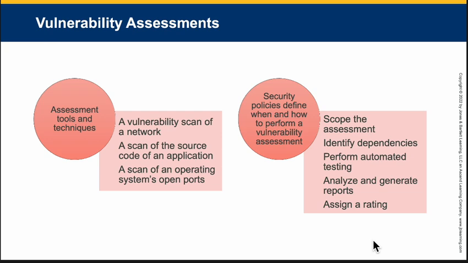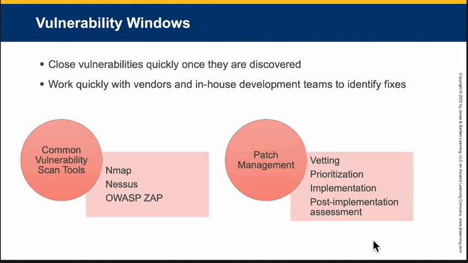So once the system is breached, we have a vulnerability window. This is basically when it is quickly discovered and also deployed. So item fix, for example, common scan and map, Nessus, OAuth, ZAP, patch management, vetting, prioritizing, implementing, and post.